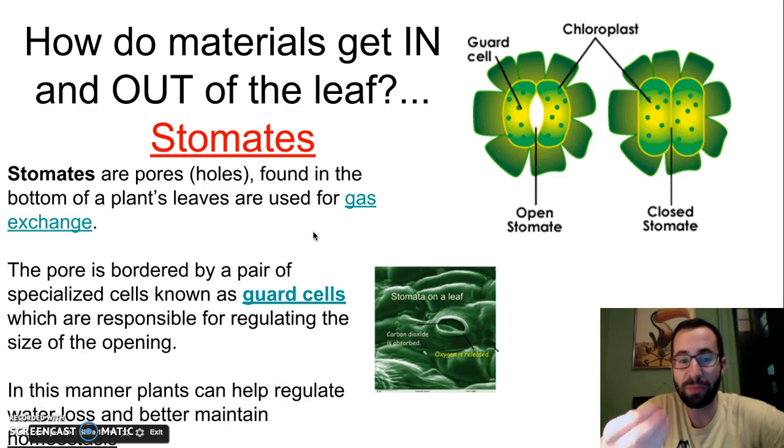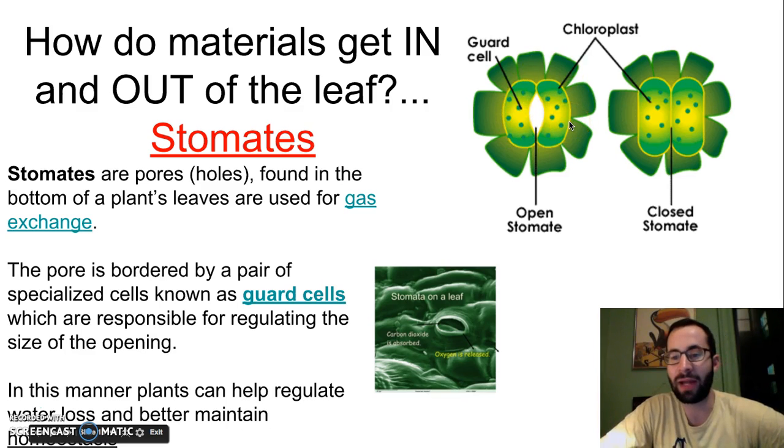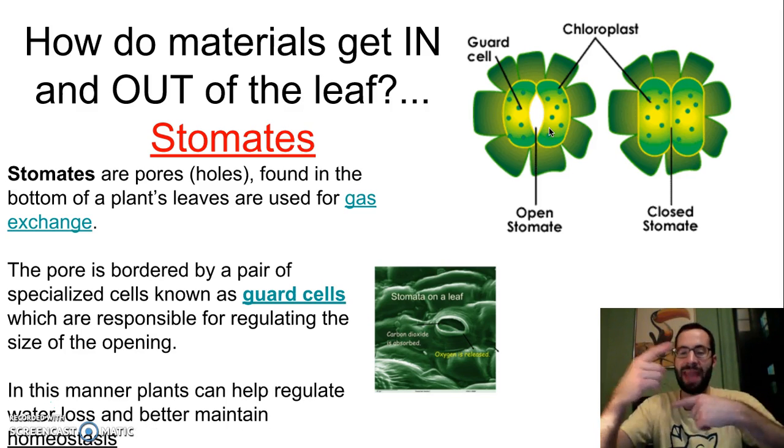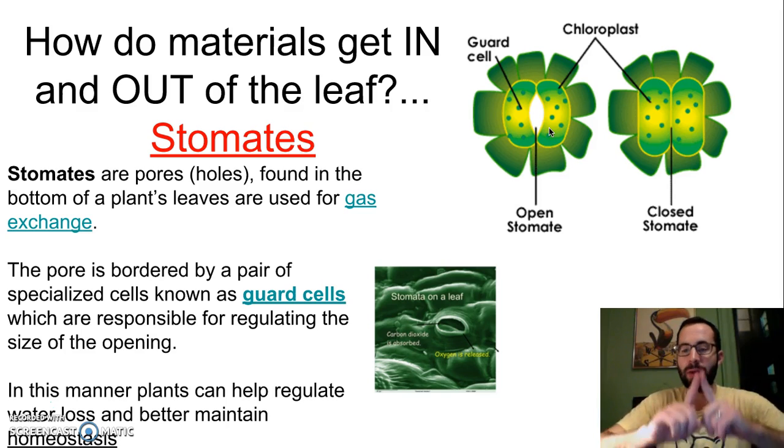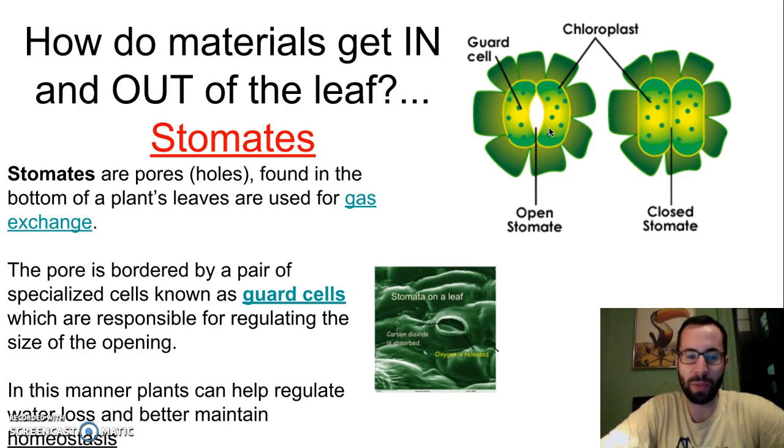So stomates are these pores or holes found in the bottom of a plant's leaves, and are used for gas exchange. And the pores are actually bordered by these things called guard cells. You see them here. Now, kind of like our mouth has lips, it's a certain way that we can breathe in and we can breathe out. Well, guard cells regulate the opening and closing of the stomate, which is essentially the place where the gas is exchanged. Carbon dioxide, remember, comes into the plant, and oxygen is released outside of the stomates. And these guard cells regulate the rate at which those gases are exchanged.